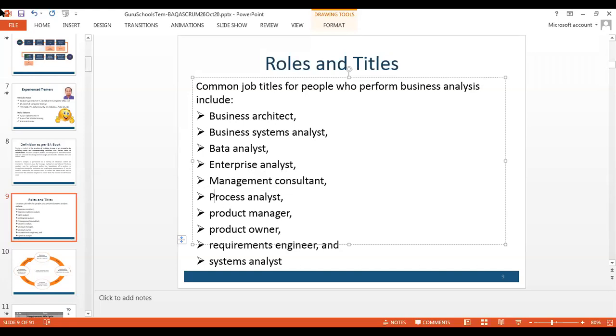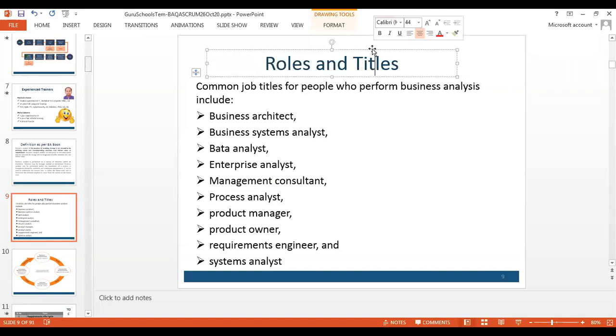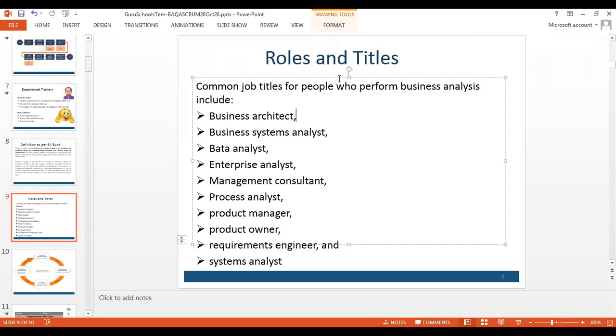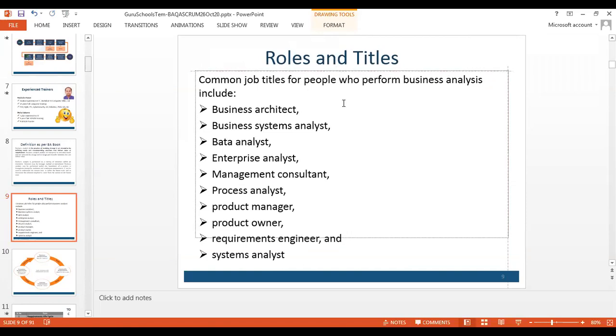No problem, no problem. Okay, now we'll try to understand what roles and titles a BA holds in normal day-to-day activities. This is the current scenario. So the BA can be a business architect, right? He works to improve business for the client as well as for Infosys, meaning the company he's working with.